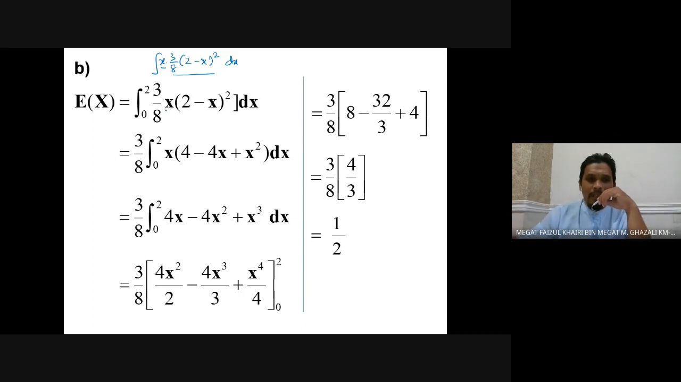Okay, x multiplied with (2 minus x) in bracket squared. So expand this first, you get 4 minus 4x plus x squared. Multiply with x: 4x minus 4x squared plus x cubed. Then integrate this one by one, you get 4x squared over 2, 4x cubed over 3, and x to the power 4 over 4.